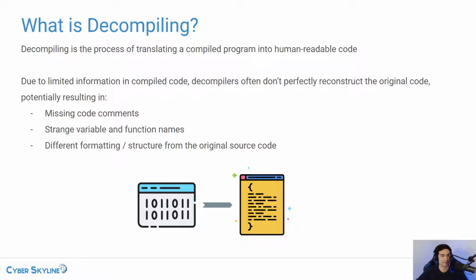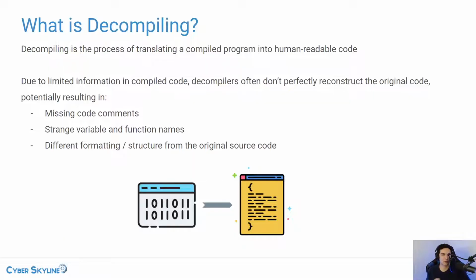That's decompiling. Now, there are limitations with decompiling. Decompiling oftentimes has less information than is available from the original source code, so it cannot perfectly, one for one, turn the compiled code back into the original source code. So a couple of these limitations, you might be missing code comments. Oftentimes, the compilation process will remove code comments, and so you can't get those back.